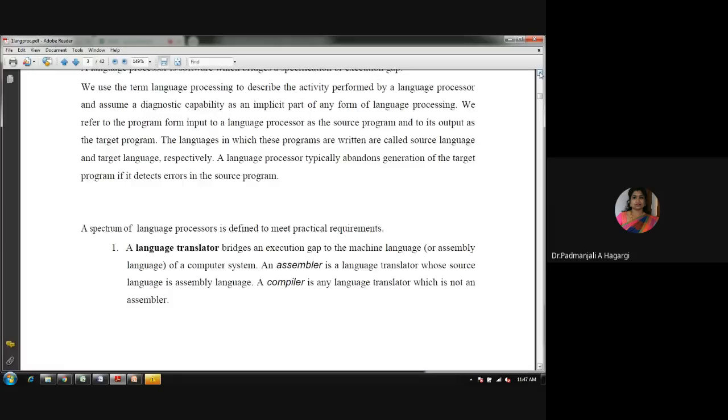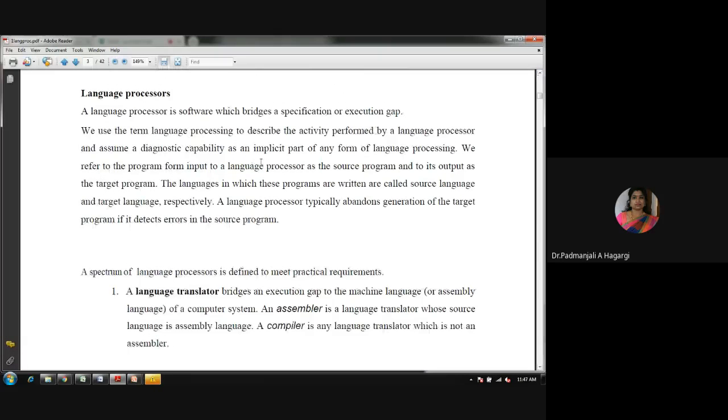You know very well what a language processor is. In the last class also I told you the language processor is a software which bridges a specification or the execution gap. We use the term language processor to describe the activity performed by the language processor. Language processors are all the translators like compilers, assemblers, interpreters, linkers and loaders. Compilers, assemblers and interpreters are the language translators which convert the high level language into the machine language.